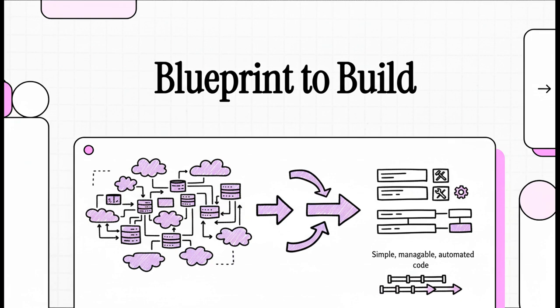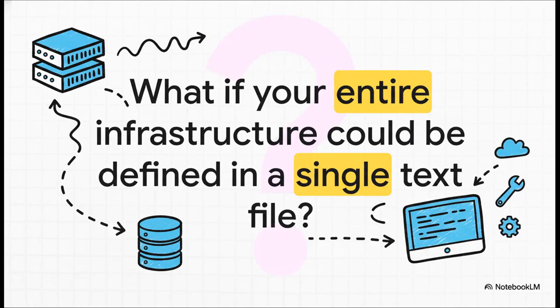We're talking about the blueprint for modern infrastructure, how to turn that crazy, complex web into simple, manageable, and best of all, automated code. I mean, just let that sink in for a second. What if your entire cloud infrastructure, I'm talking servers, networks, the whole shebang, could be defined in a single text file? That's not science fiction. That's the core promise of infrastructure as code. And trust me, it is a total game changer for how we build and manage tech.